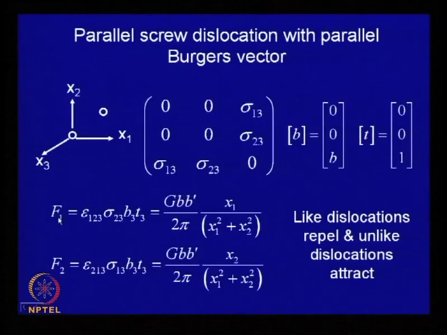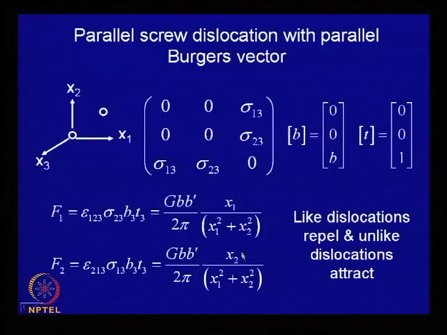So, you have two components F1 and F2, and we have taken this Burgers vector, say suppose one is b, another is b prime. So, let us say that this is b prime, or vice versa. In that case you can go back and look at the stress field expression, and if you substitute, you get an expression like this.